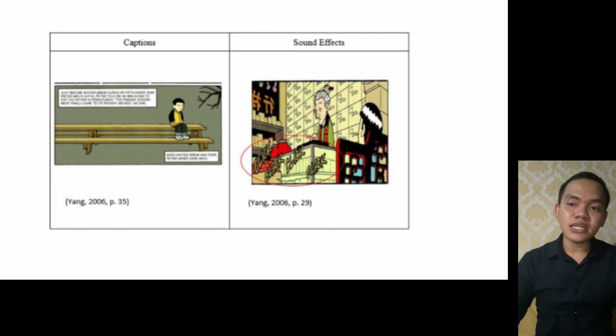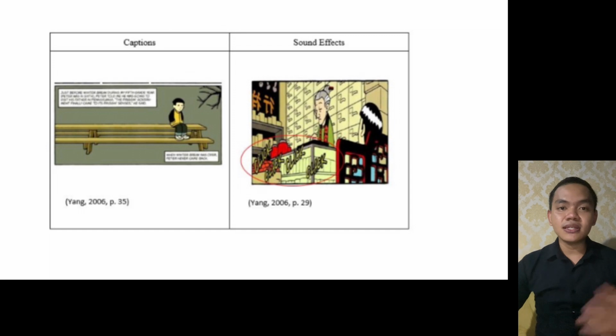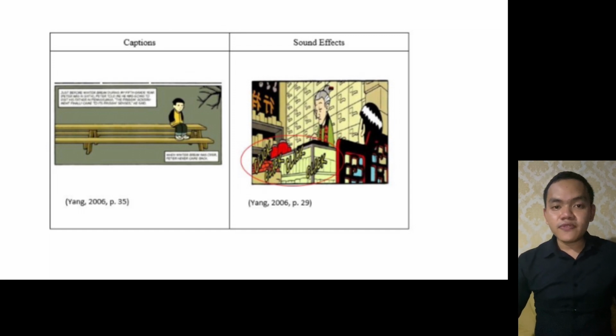And also the sound effect. You know that sound effects are a kind of situation where the writer wants you as a reader to feel the sound, for example like click, click, click. That is an example of a sound effect. And it's also an element of graphic literature.